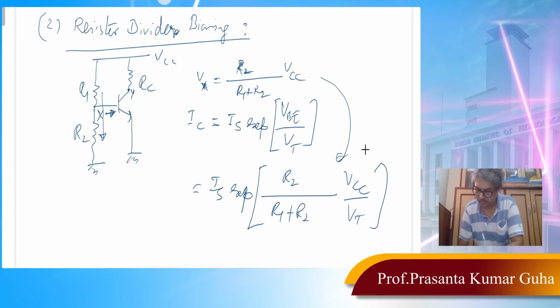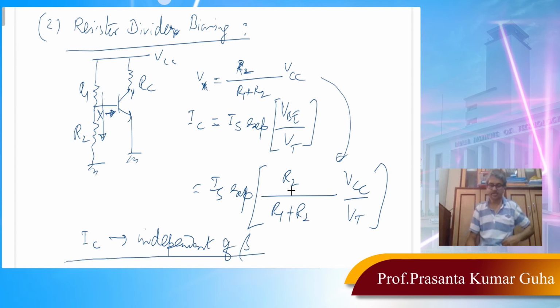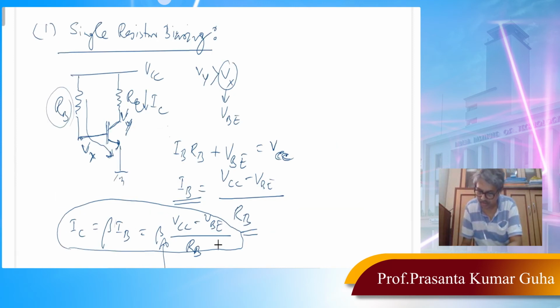So you see, this is your IC, and one of the good things is that IC now is independent of beta. In this case IC is independent of beta, but that is not the case in the previous example, because in the previous example IC depends on beta.